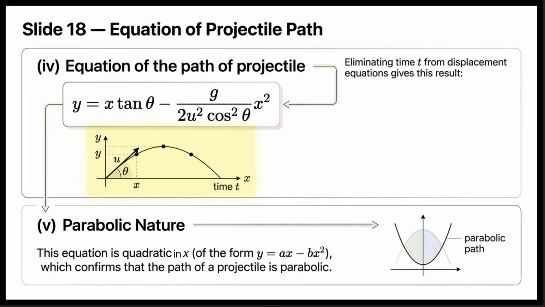The form matches y equals ax minus bx squared, which is a downward opening parabola. This confirms what every diagram has shown. Every projectile traces a parabolic path. The parabolic nature isn't an approximation for small angles or low speeds. It's the exact mathematical consequence of constant horizontal velocity and constant vertical acceleration.